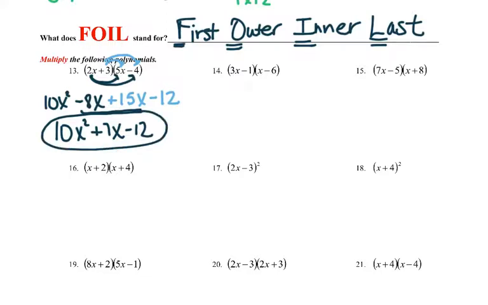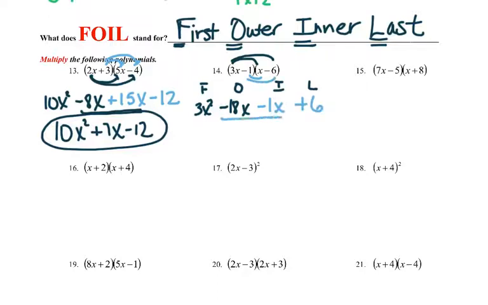Let's try it again. 3x times 1. And sometimes people like to write FOIL as first, outer, inside, last. So first times first is 3x squared. Negative 6 times 3x is negative 18x. Then I have negative 1x and then positive 6. Again, the inner and outer terms are like terms, so 3x squared minus 19x plus 6.